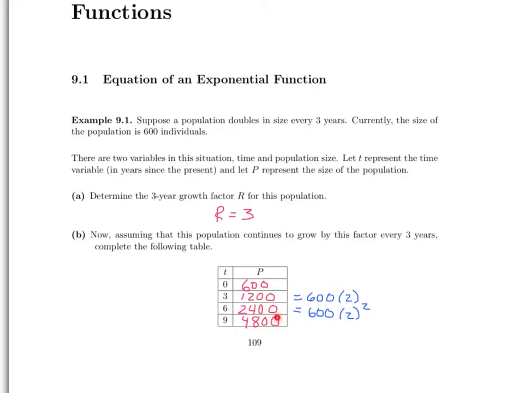To get the 4,800, we took the 2,400 and multiplied it by 2, which means we really took this quantity and multiplied it by a 2. So really what we did was we took 600 and we multiplied by 2 three times. As we went down the table, we just keep multiplying by an additional 2, and that's why the exponent keeps growing by 1.